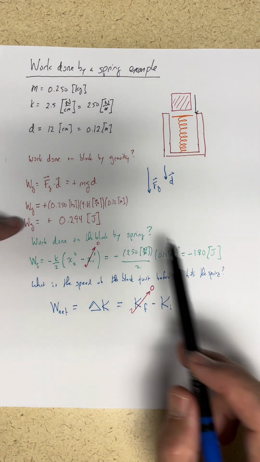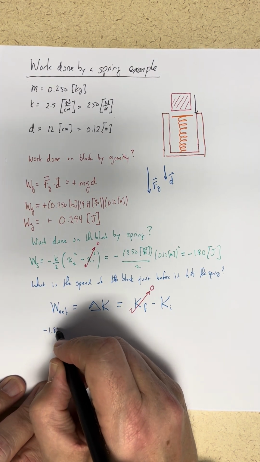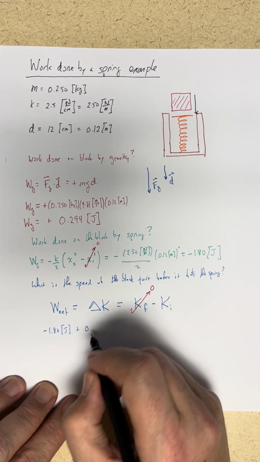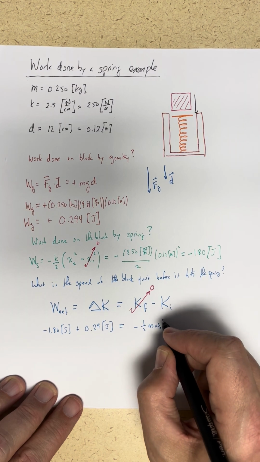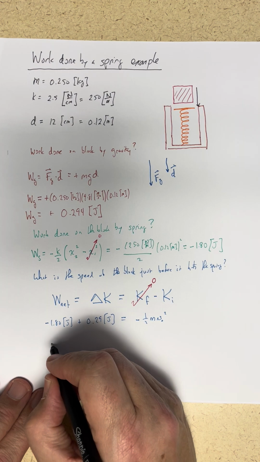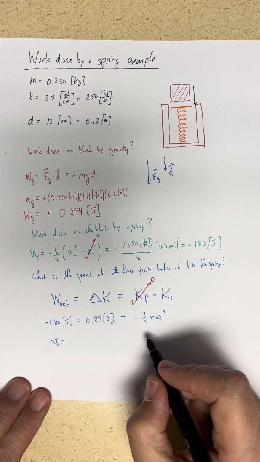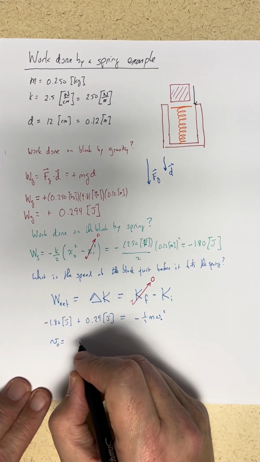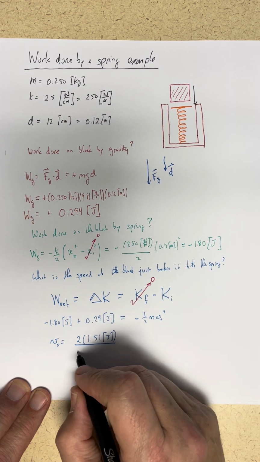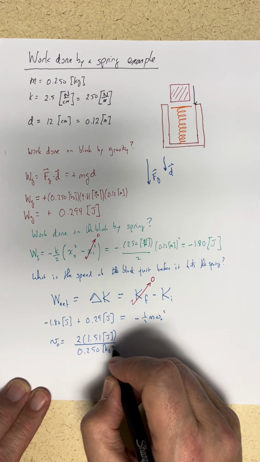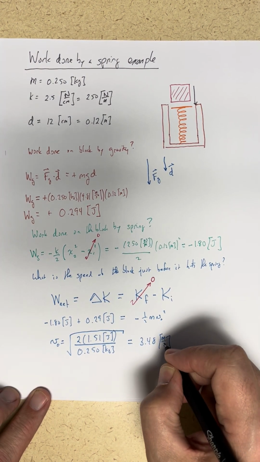And then the net work, I just add these together, minus 1.8 and plus 0.294. That is the net work done. We'll get minus 1.80 joules plus 0.29 is equal to minus a half m v initial squared, which I solve for the speed right before the block hits the spring, and that's going to give me the initial speed is twice the sum of energies, so 1.51 joules over the inertia, m, 0.250 kilograms, and then I need to take a square root. So the speed is 3.48 meters per second, or to two significant figures, 3.5.